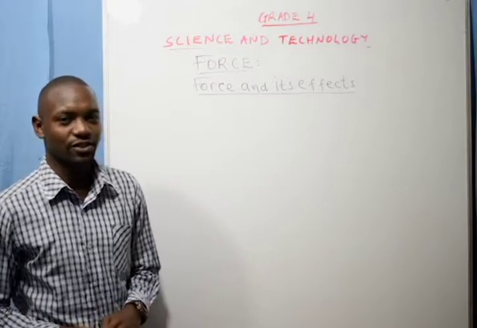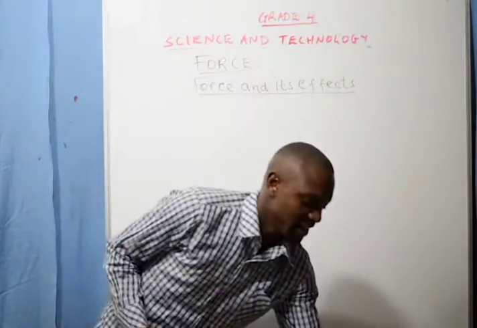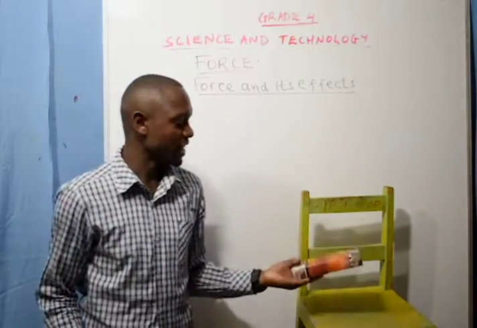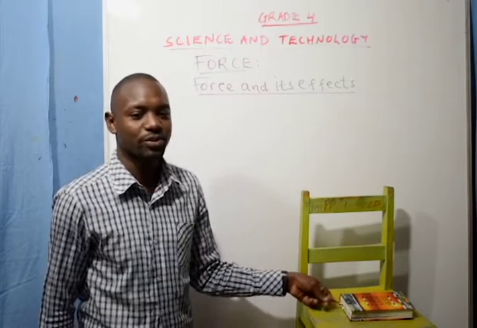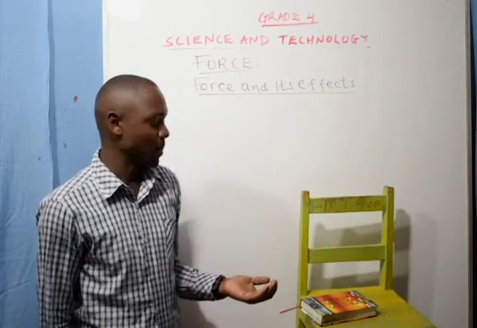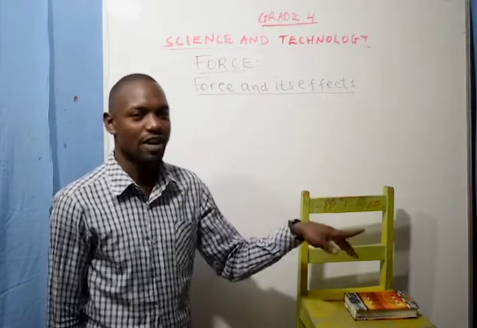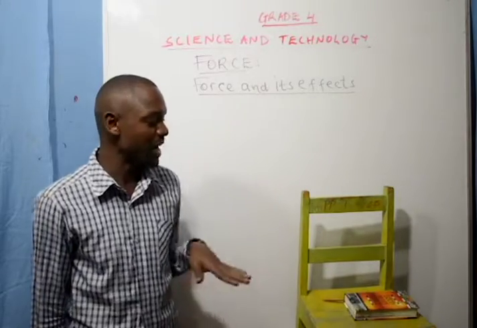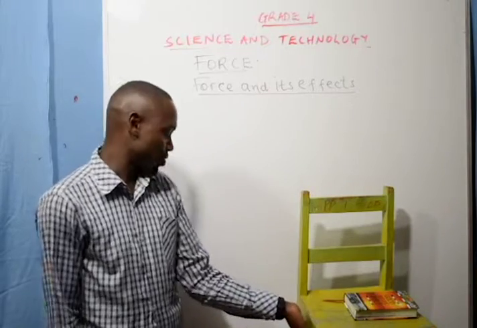So, what is force? For us to be able to know the meaning of the word force, I have this chair here, and there is a Bible on top of the chair. What will happen when I hold this piece of string here, then I bring the Bible towards me? You can see it is coming this way. When I try again to push it away from me, it is moving away. So what is making this Bible come towards me and move away from me, that is what we call force.